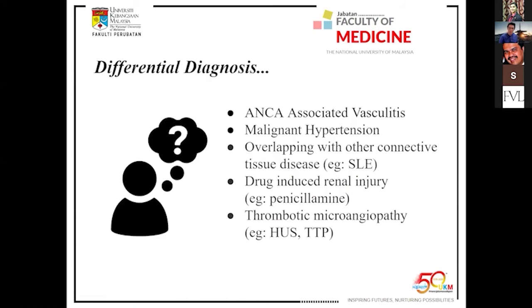So what are the differential diagnoses when someone comes to you with SRC? They can be ANCA-associated vasculitis, or malignant hypertension. They can be overlapping with some other connective tissue disease like SLE. They can be drug-induced. Bear in mind that penicillamine is one of the old medications used to treat scleroderma in the past, but penicillamine definitely can cause renal injury. And don't forget, if it's someone on a calcineurin inhibitor, they can cause AKI as well. And lastly, not to forget the thrombotic microangiopathies, TMA, such as HUS or TTP.